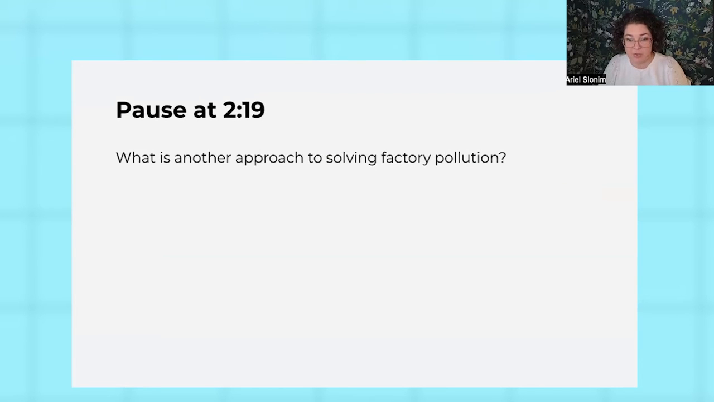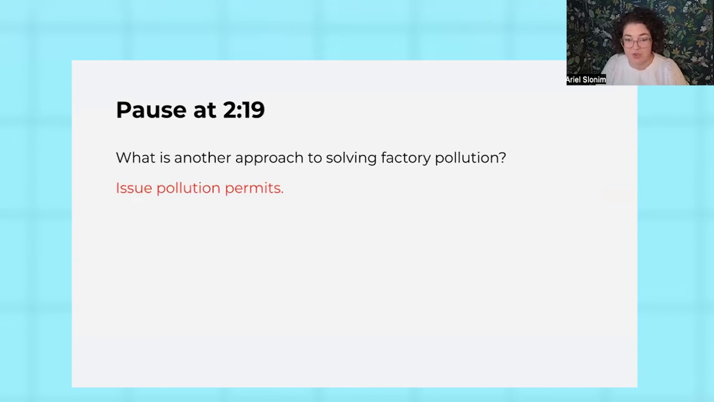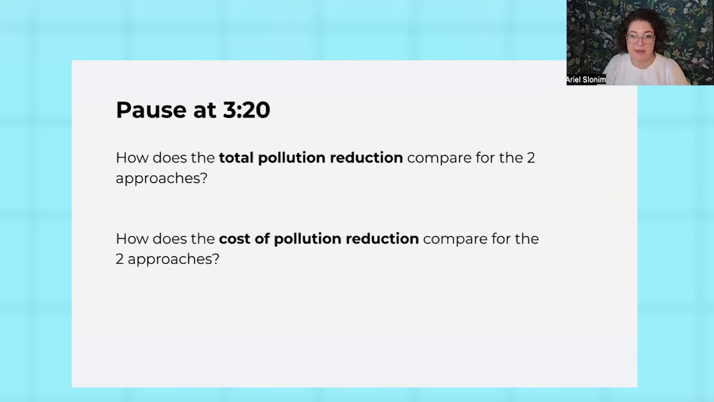So another approach: we can have a command and control solution where we say every factory has to reduce pollution by the same amount, or we can issue pollution permits. This is going to be our comparison for the video. And so we want to compare 2 things.